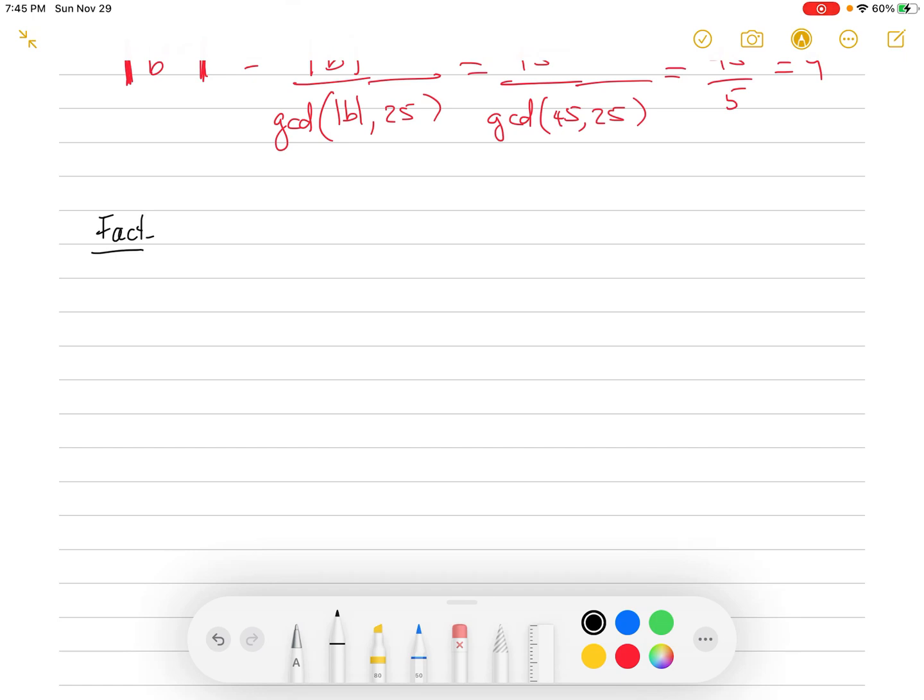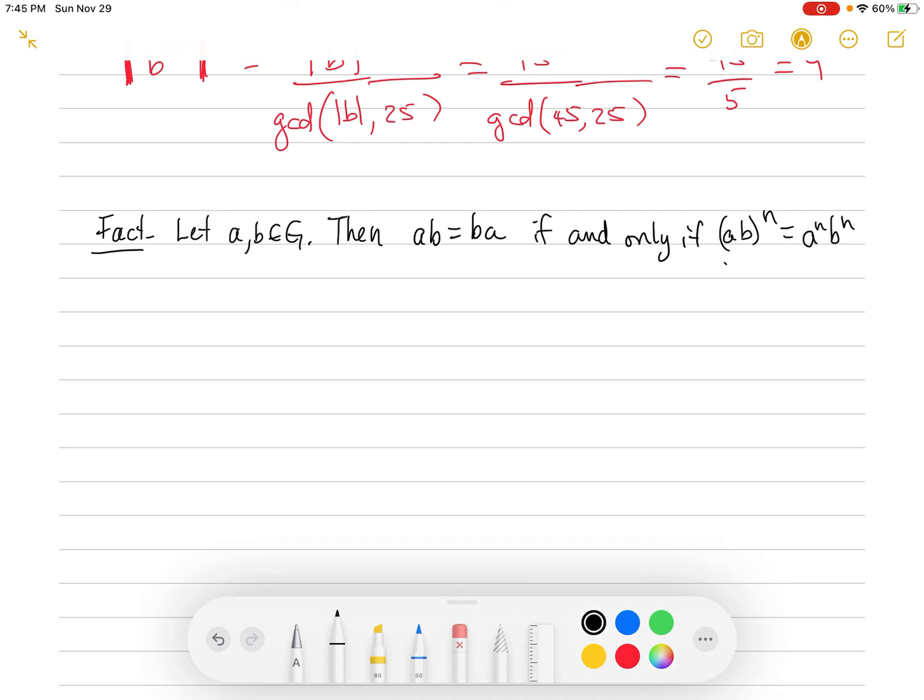So here's an important fact. Let A and B be elements of a group G. Then AB equals BA if and only if (AB) to the n equals A to the n, B to the n for all positive integers n.